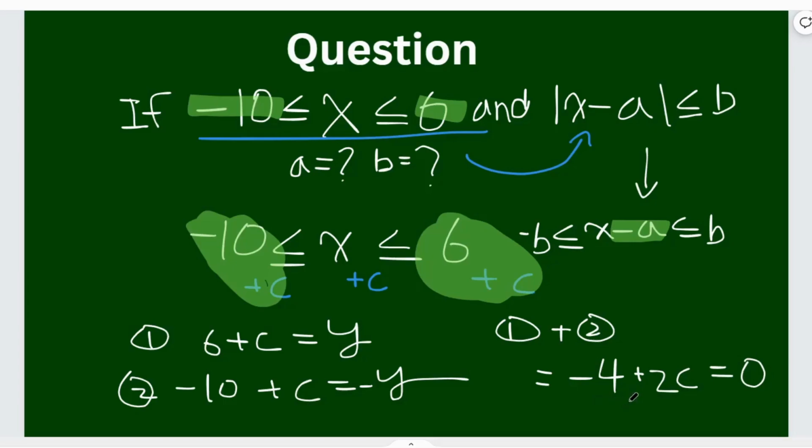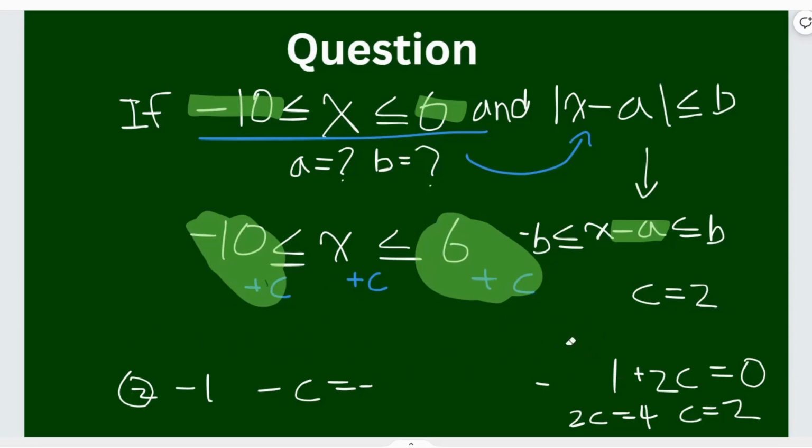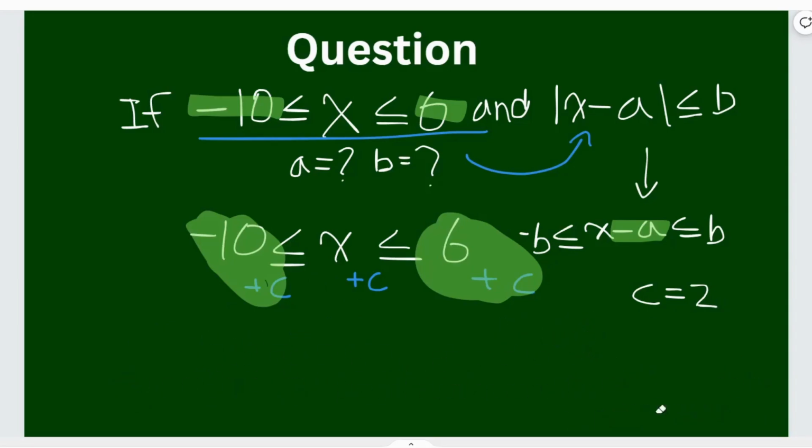So in this case, 2c is equal to 4, and c is equal to 2. Now you have to be careful, because if c is equal to 2, how do you write this inequality? Well, first I'm going to erase all of this. So we know that c is equal to 2.